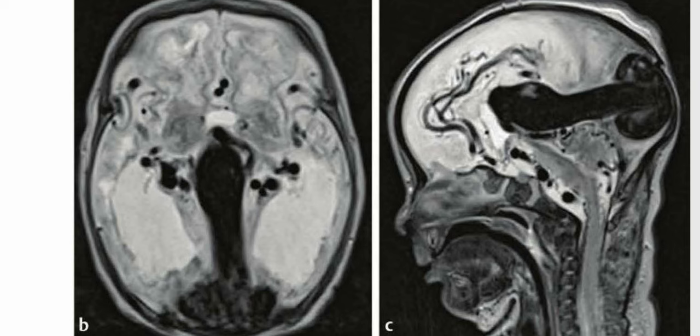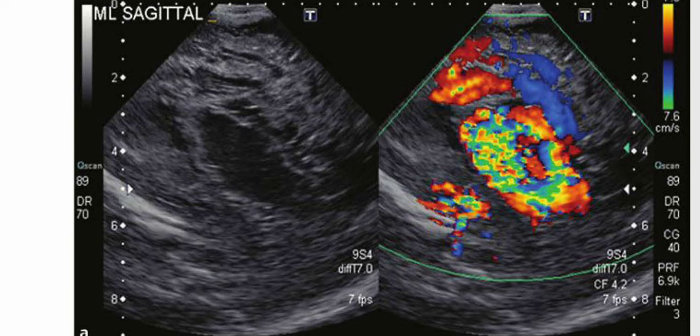And these are the MR sequences, T2 weighted MR sequences. So as you can see, there is a large tubular hypoechoic mass on the ultrasound with pronounced vascularity on Doppler.